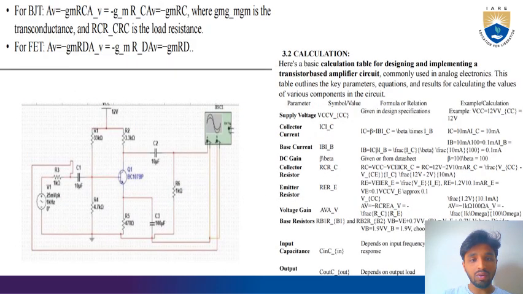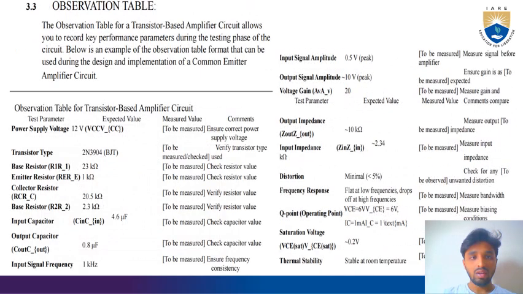Here we can see the circuit diagram of this amplifier circuit, and on the right side you can also see a calculation for this circuit, and this is the observation table for that circuit.